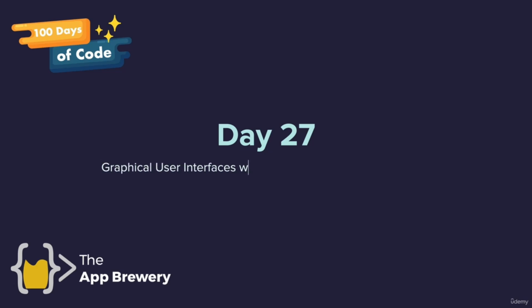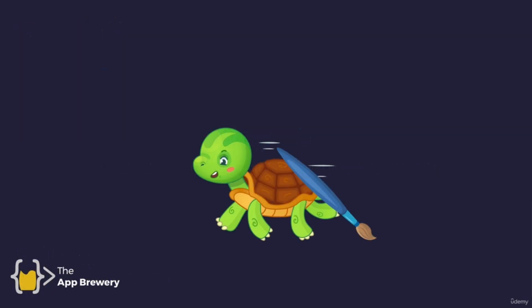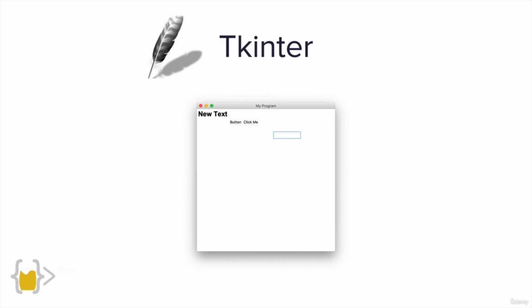Today, we're going to be diving into graphical user interfaces using Tkinter, and we're also going to be learning more about function arguments. So we've already seen a little bit of graphical user interfaces when we use our turtle module, but I want to go a little bit more in depth. And I want to show you one of the most popular ways of creating a graphical user interface. For example, a program like this in a separate window. And we're going to be using the inbuilt Tkinter module to do this.